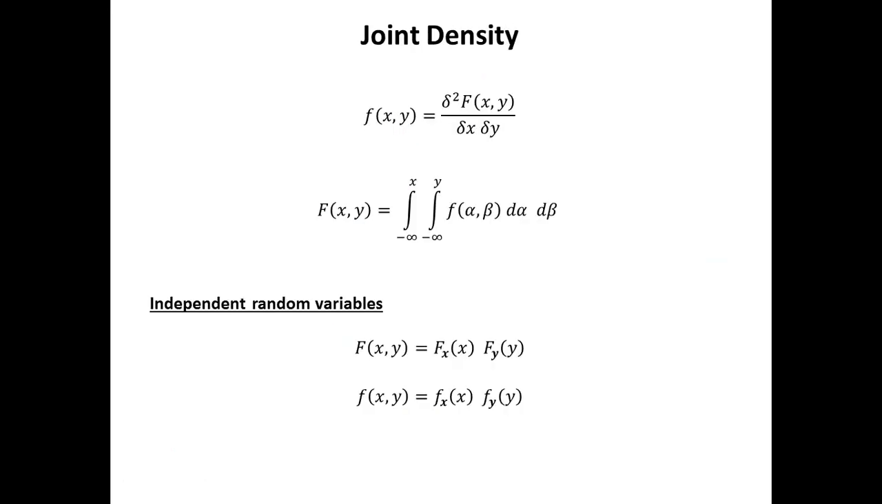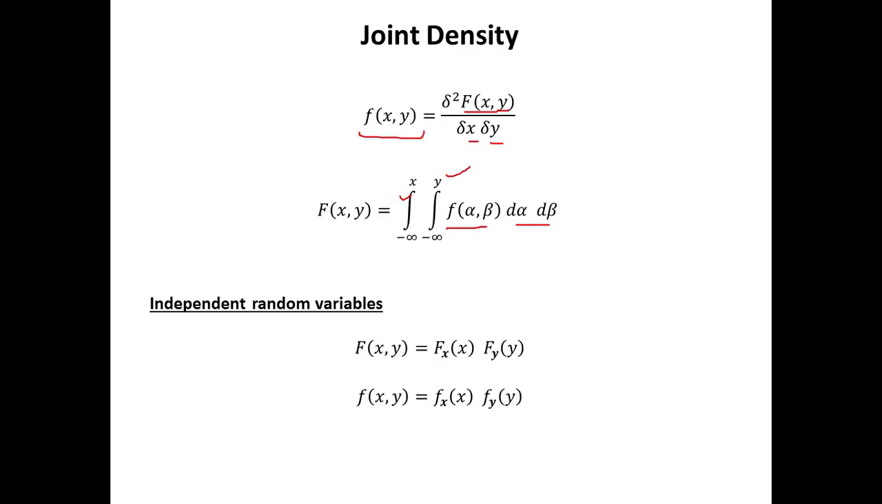Based on the joint CDF, we can easily determine the joint PDF f_XY as the second order derivative of the joint CDF with respect to variables x and y. Similarly, we can say that the joint CDF equals the double integral of the joint PDF with respect to variables alpha and beta, where alpha is allowed between minus infinity to x and beta is allowed between minus infinity to y. Now there is another scenario.